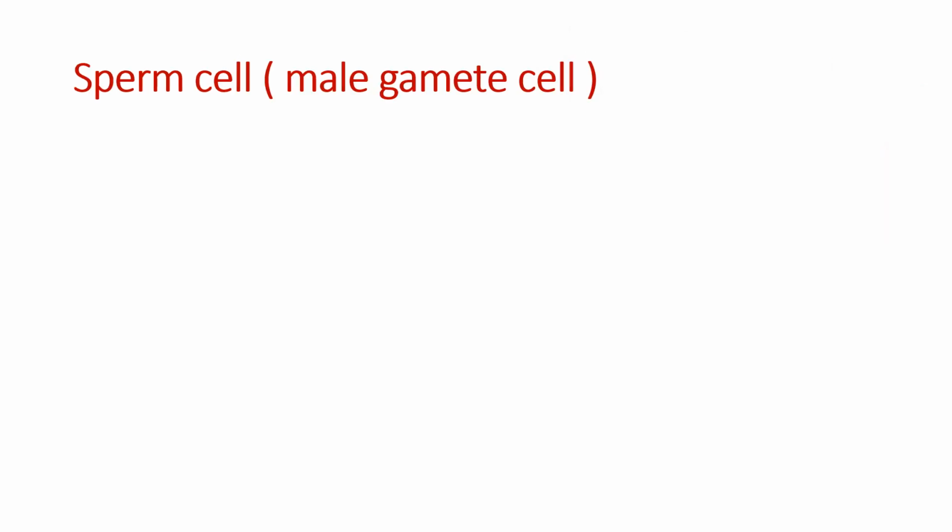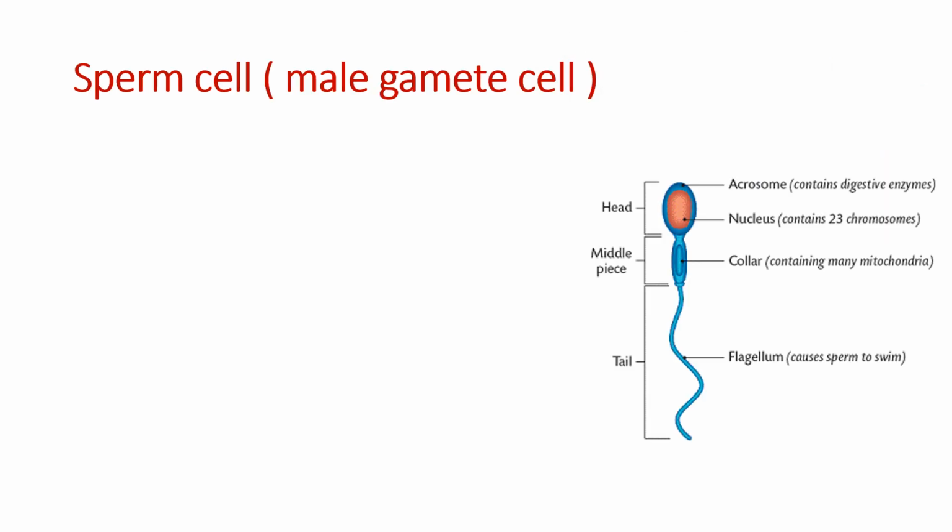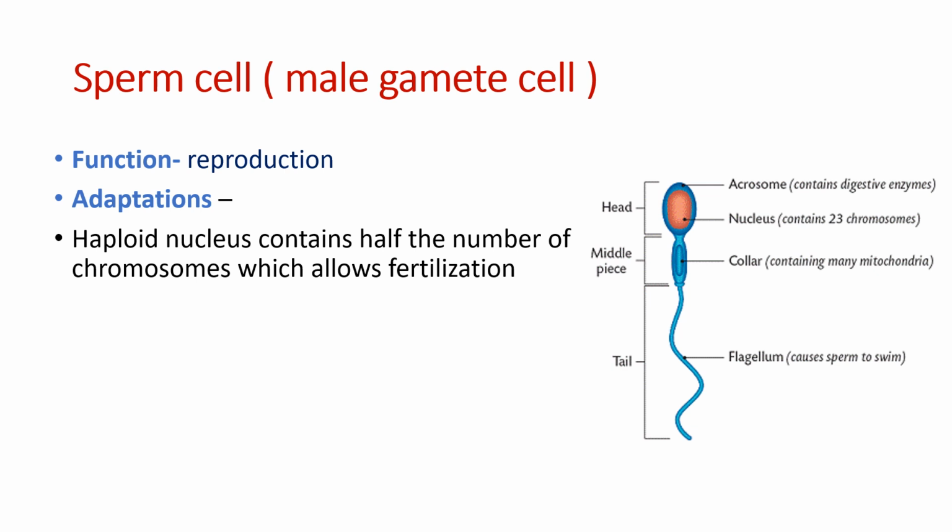Sperm cells are male gamete cells and their function is reproduction. As you can see in the diagram, their shape is very special. We can clearly identify three parts: the head, the middle piece and the tail. The head contains a haploid nucleus, which means they have only 23 chromosomes, whereas all the other body cells within a human contain 46, or 23 pairs of chromosomes, but a sperm cell, being a gamete cell, contains only 23 chromosomes, so it is called a haploid nucleus.